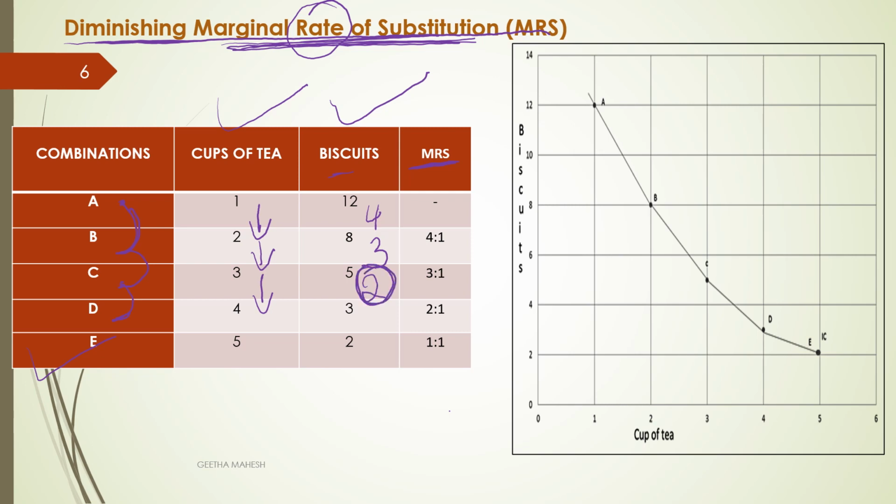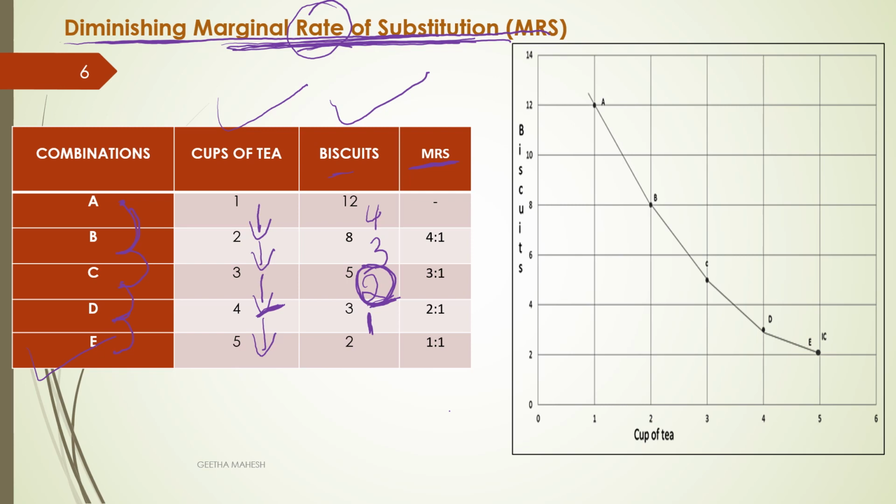This 2 units we call the rate. He is sacrificing 2 units of biscuits to have one more additional unit of tea. We call it the marginal rate of substitution. When he moves from D to E, to have one more additional unit of tea, he will sacrifice 1 unit of biscuits.